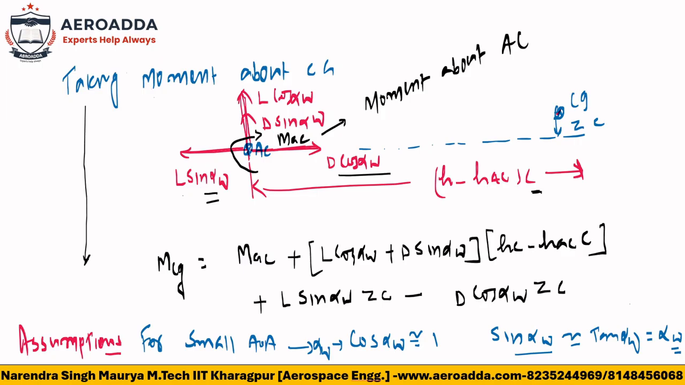So this is the one thing. Now keep it everywhere in the final result I want. If you check the final result, what you have, M_CG, hardly 5 minutes I will take. I will continue this. So M_AC plus L cos alpha, cos alpha becomes 1. So it becomes L, and D sin alpha w, so sin alpha w becomes alpha w. So D alpha w.